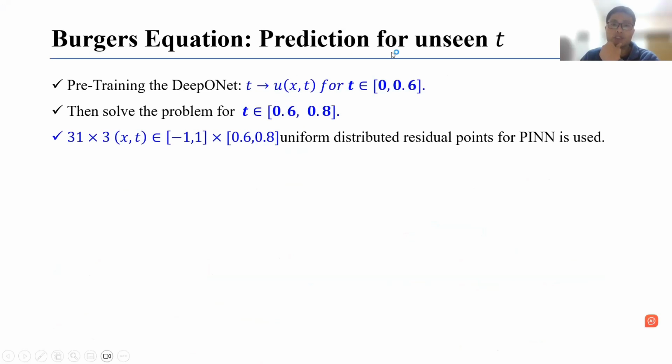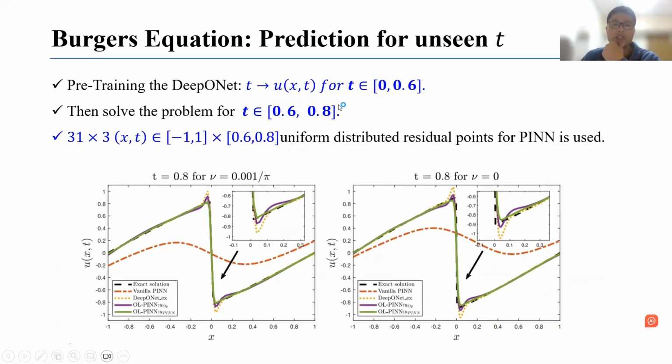This is the prediction for unseen t. I fixed the viscosity here. As we know, if you have a very smooth initial condition, as time goes on the final solution becomes very sharp. So I use the solution for t in 0 to 0.6, which is very smooth, and then use this smooth solution to predict for large time, t in 0.6 to 0.8. I think this is what your question was about.